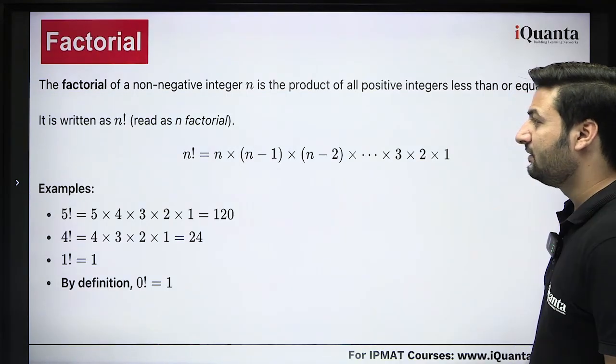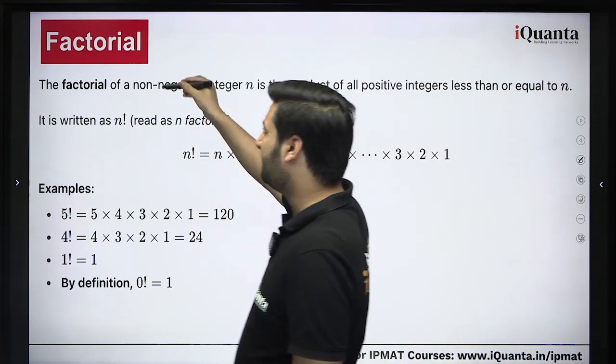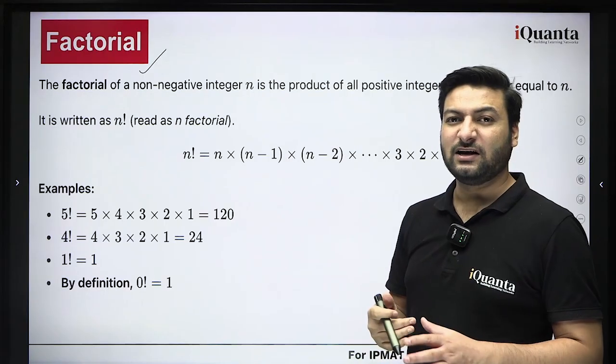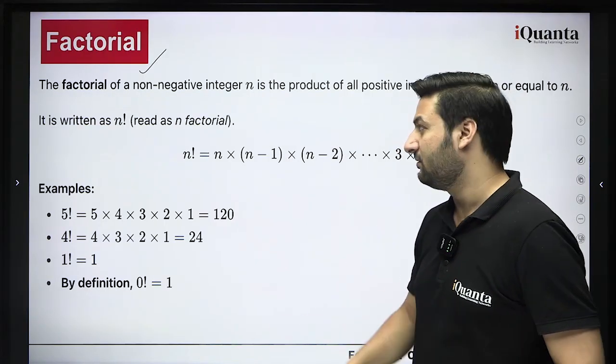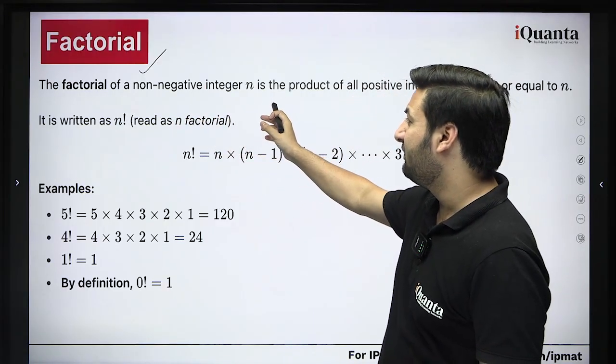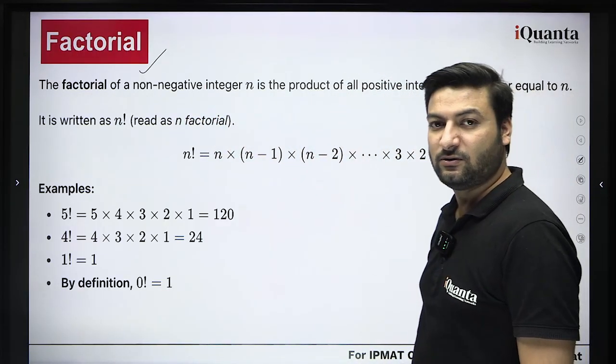Let's go ahead. Let's talk about factorial. So factorial is basically a kind of function which does continuous product till 1 of any number. Now, if you read the definition, the factorial of a non-negative integer n is the product of all positive integers less than or equal to n.